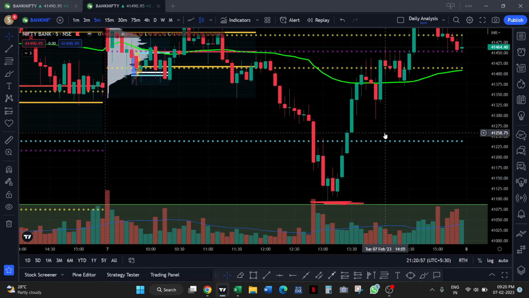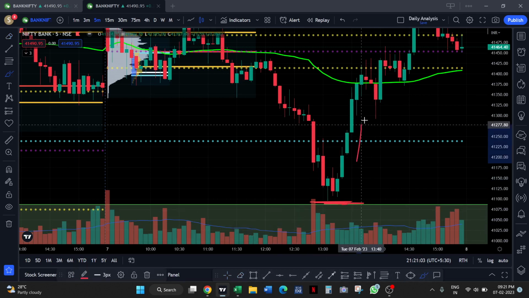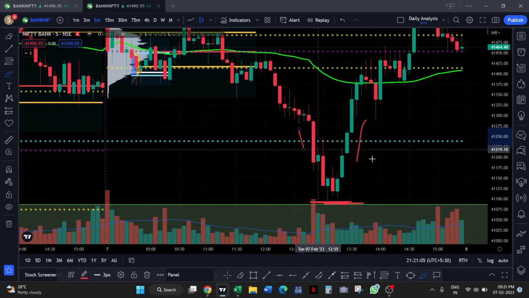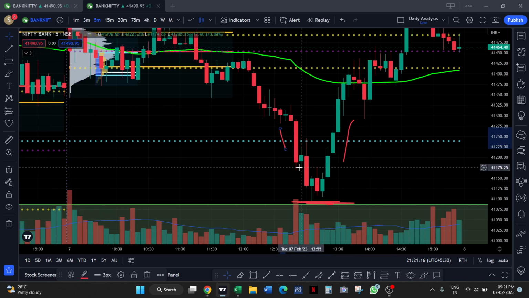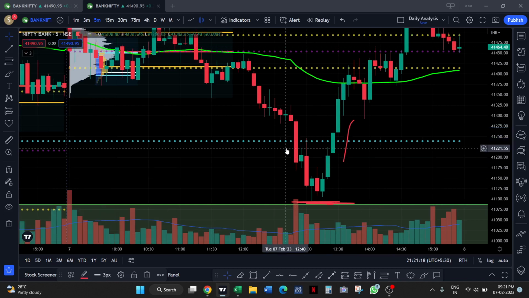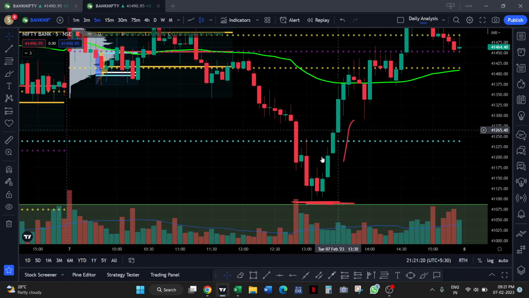And the problem with entering in the middle: by the time I had come back to the desk, the price had already moved. Sometimes it was around here, it was around here. The problem with entering in the middle is you never know how far, to what level, price may retrace. So the chances of your stop loss getting hit is very high. And I wasn't even that focused, so I didn't take any entries over here.